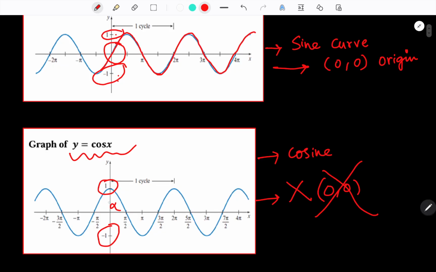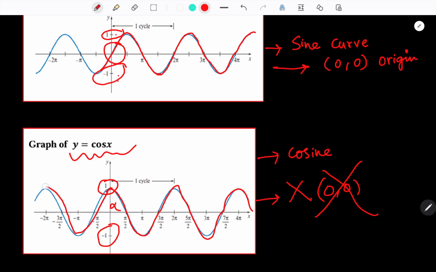Look at this graph also. It starts from 1 and then comes to 0 and then goes down to minus 1 and then goes to 0 and then again goes to 1, and then comes to 0, and then comes to minus 1, then 0, then goes to plus 1, and keeps going.